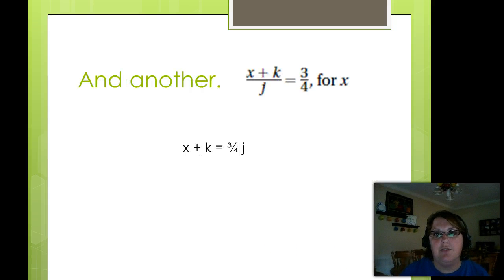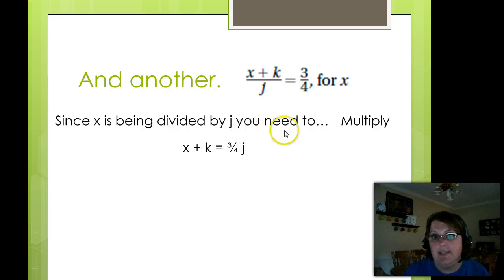All right, let's try another one. Here we have x plus k divided by j equals 3/4. Again, we're looking for x. Oh, hey, I didn't hide that. Oops. All right, x plus k is being divided by j. So the first step to get x alone is we have to get rid of this divide by j. And we do that by multiplying both sides by j.